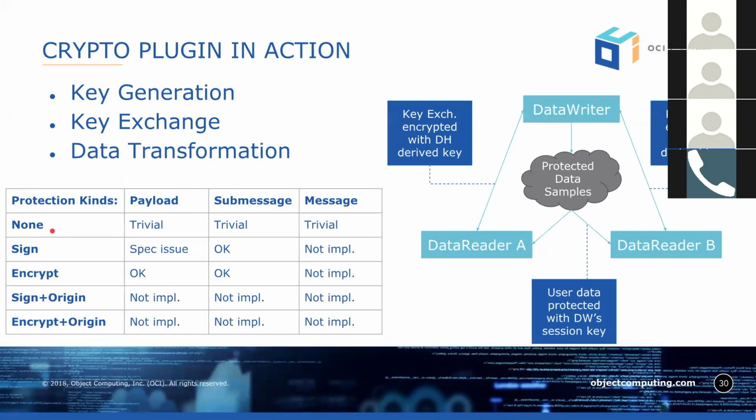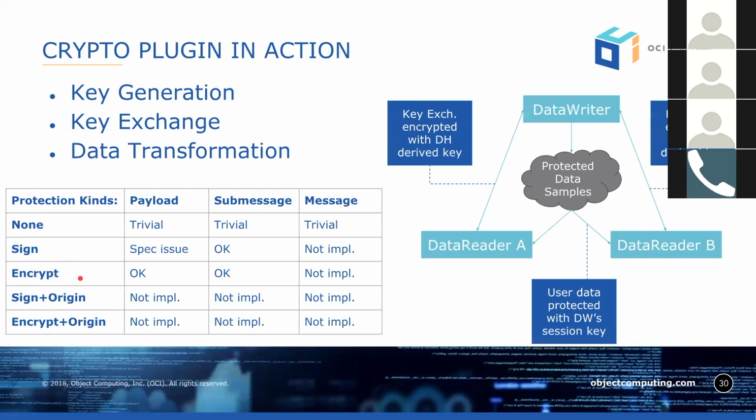Maybe it's just a topic that's not going to be encrypted, or it's a level, and we'll see these different levels between payload, submessage, and message, that doesn't need to be encrypted. The next protection kind is signing. So signing provides an authentication code along with the data. The data is not encrypted, but the receiver can verify that it's not been tampered with or sent by any unauthorized third party that doesn't have the appropriate key.